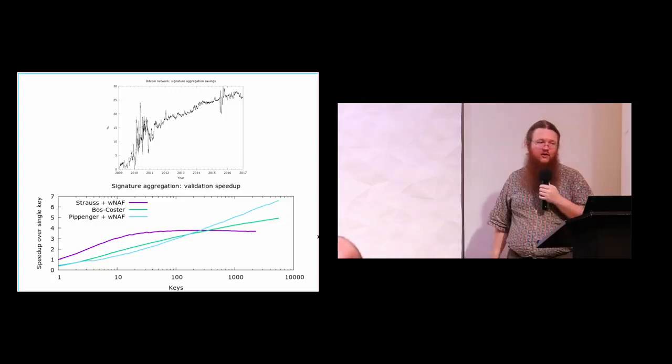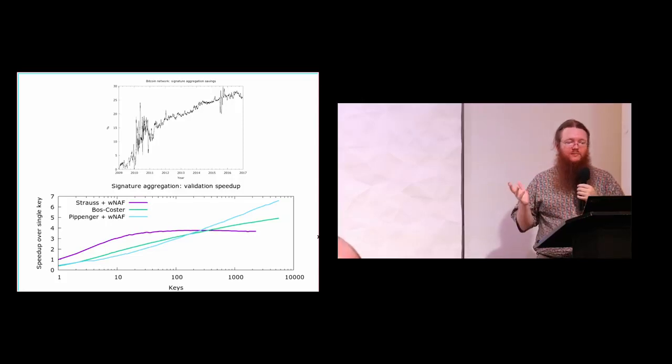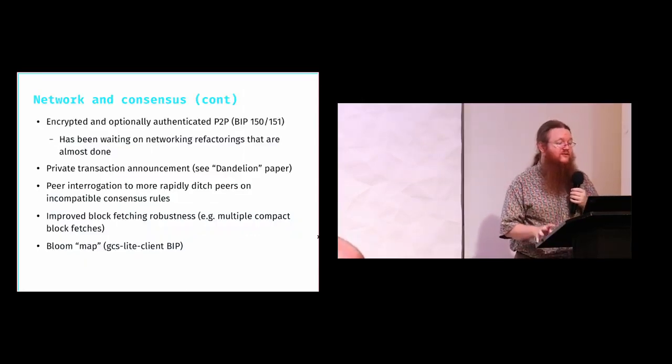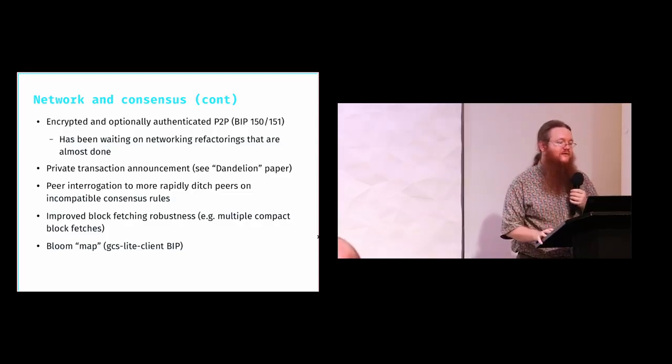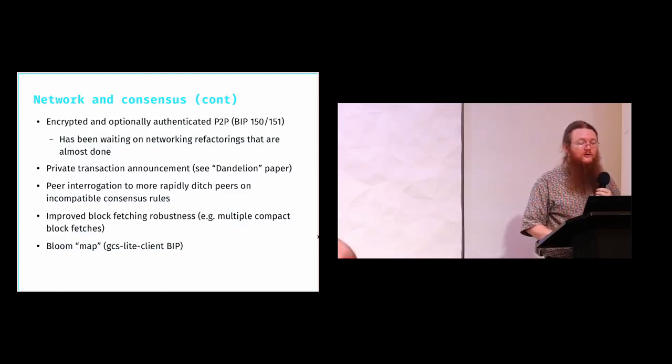So, other things going on with the networking and consensus. There's BIP 150 and 151 for encrypted and optionally authenticated peer-to-peer. The BIPs are, I think, halfway done, and Jonas Schnelli will be talking about these in more detail next week. But we've been waiting a bit for network refactoring to settle before implementing that in Bitcoin Core. And so that should be work that comes through pretty quickly.